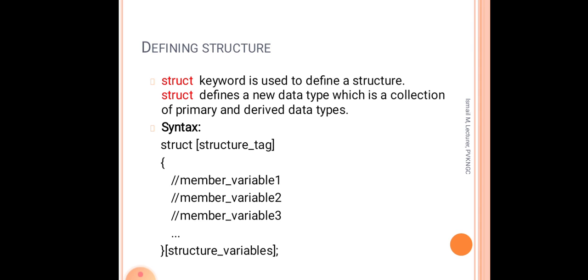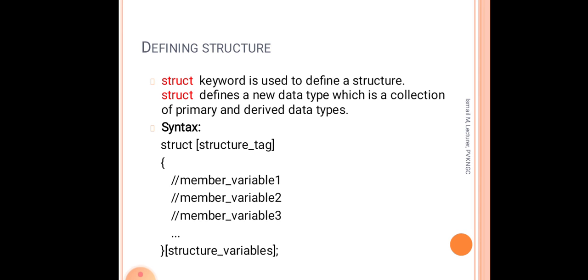How to define structure? It is simple. We have the struct keyword which is used to define a structure. Struct defines a new data type which is a collection of primary and derived data types. Here you can see the syntax. We use the struct keyword followed by the structure name, which is called the structure tag, followed by a block of code enclosed within curly braces in which you define member variables of the structure.